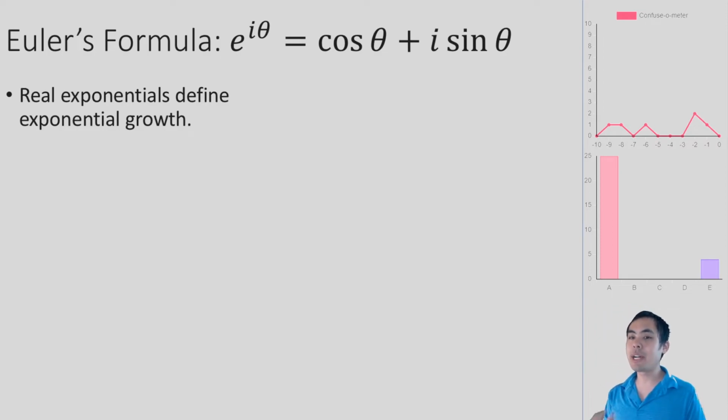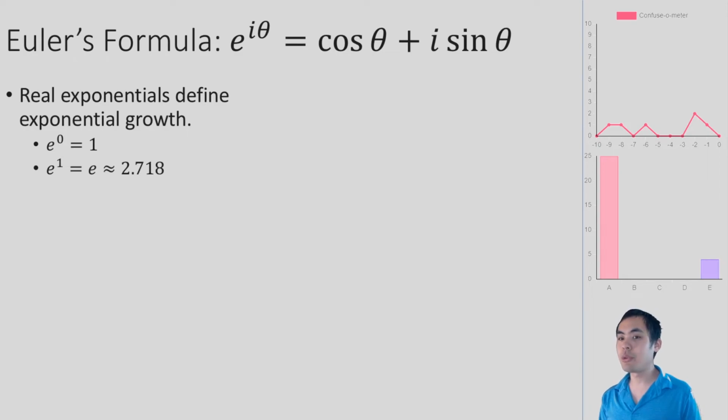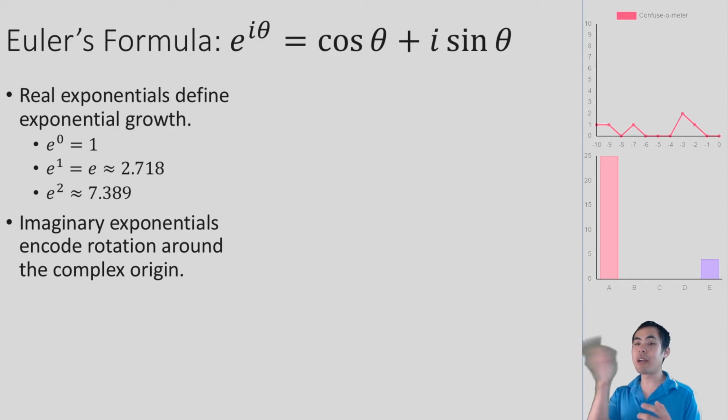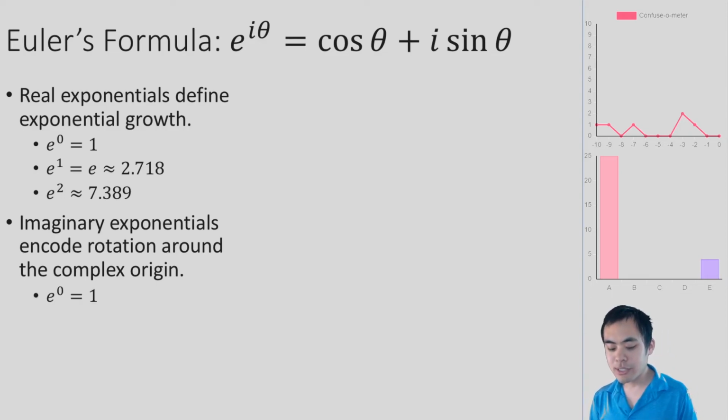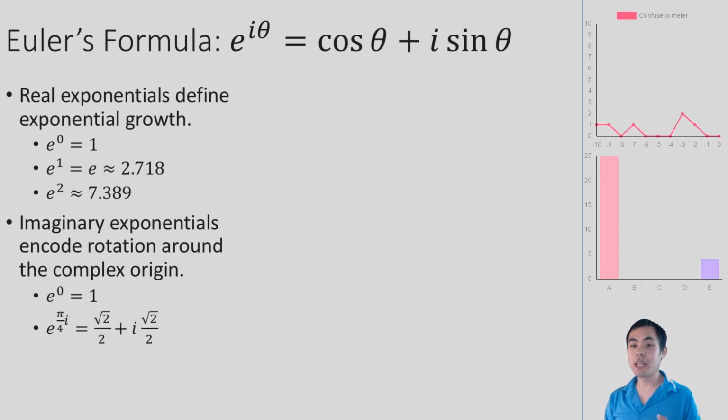If you think about real exponentials, they define exponential growth. So e to the 0 is equal to 1, e to the 1 is equal to e, which is about 2.7, e squared is about 7.3. Imaginary exponentials, as you can see from this formula, encode rotation around the complex origin. So e to the 0 is again just 1, but e to the pi over 4 times i is equal to the square root of 2 over 2 plus i times the square root of 2 over 2. e to the pi over 2 times i is equal to i. e to the pi i is equal to minus 1.